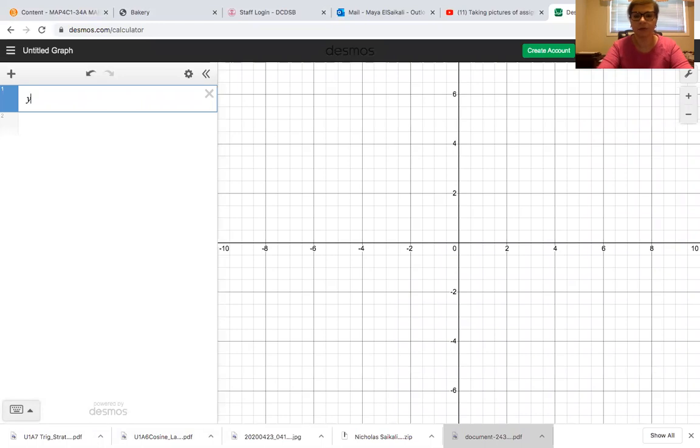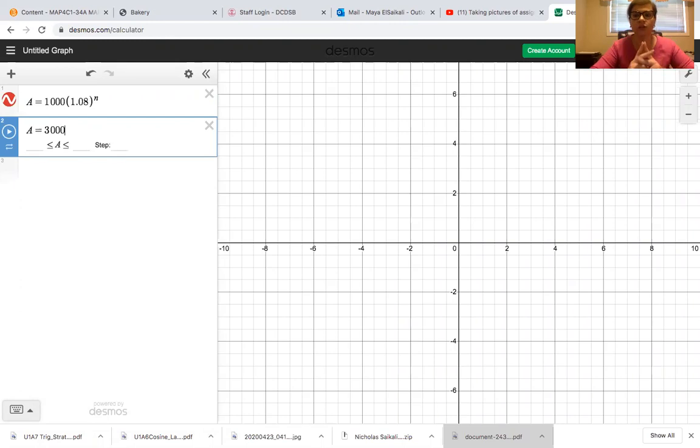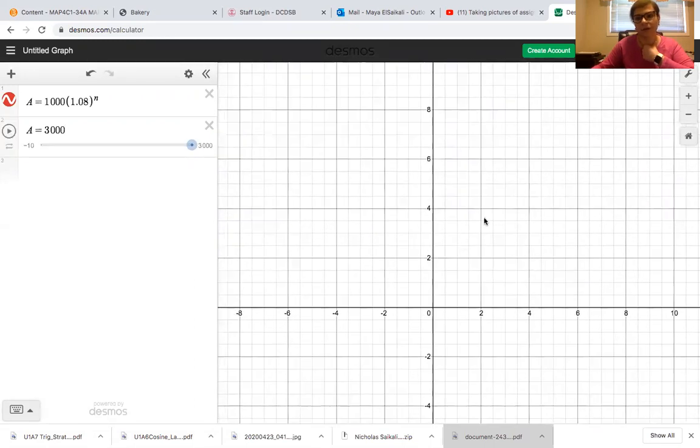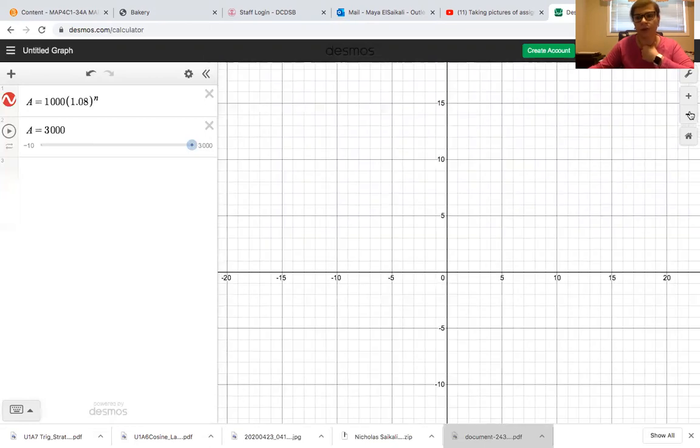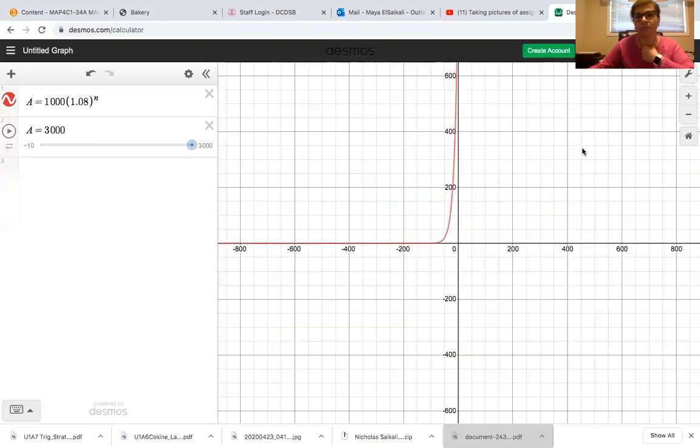And then we're gonna graph the first equation, which is y equals 1,000, or let's keep it, A equals 1,000, and then 1.08 to the power of n. And then the second equation is when A is equal to 3,000. So remember that these are the two things that they've given you. They give you the equation and they give you A is equal to 3,000. Obviously, you're not going to see the graph here because 1,000 is pretty high. So we have to zoom out as much as possible. And now you see it. You see some of it.